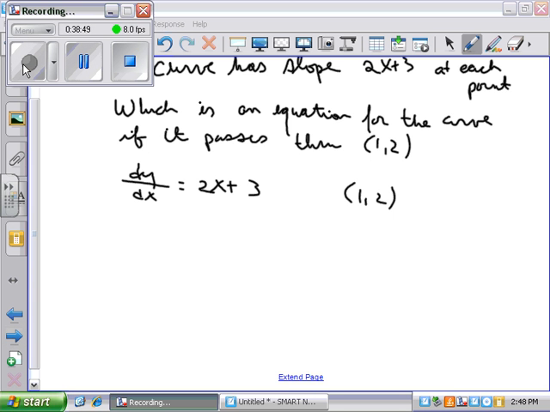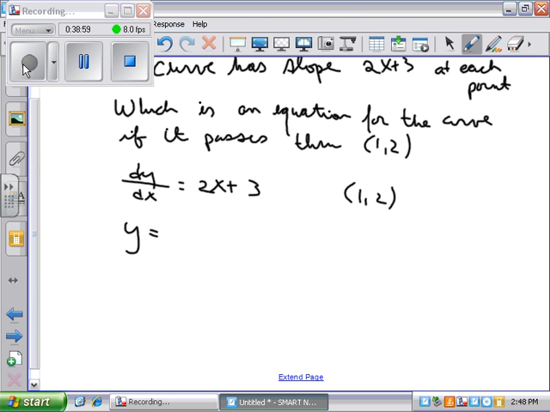Let's pause. Okay, here's the derivative. Here's the point it goes through. How do you go from the derivative to the function? The antiderivative. So what's the antiderivative of 2x plus 3? Correct. And that's why they had to give us a point, so we could figure out what c is.